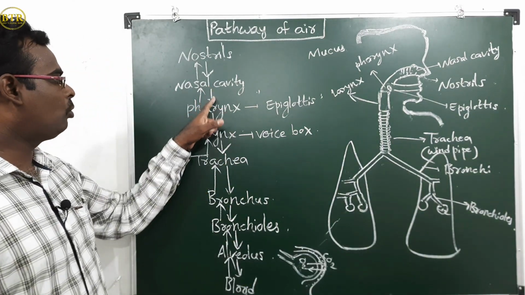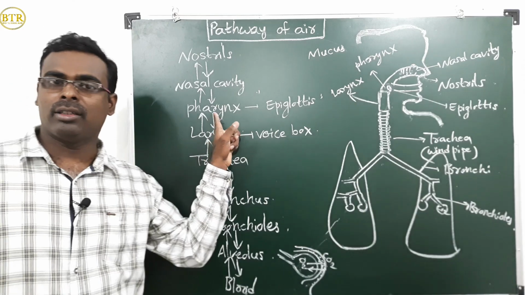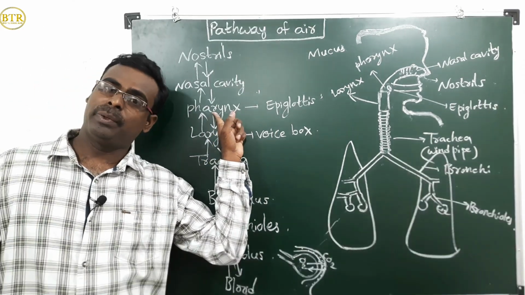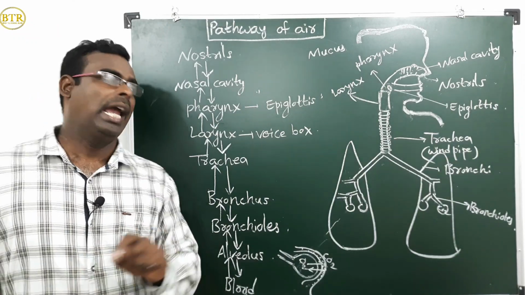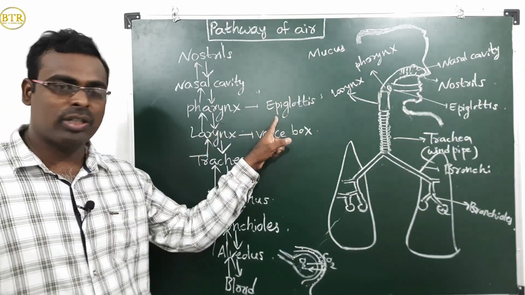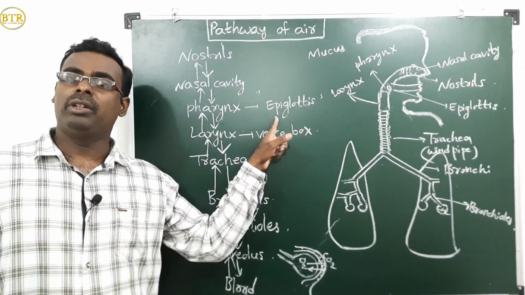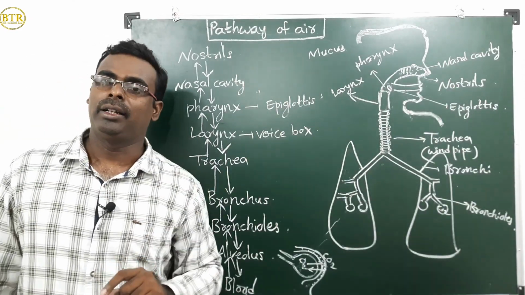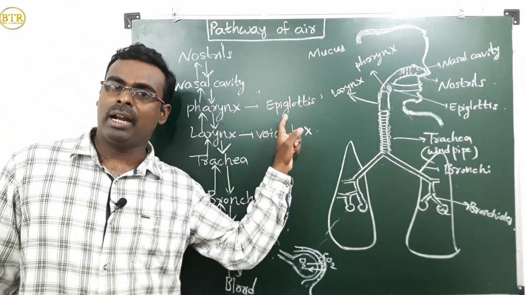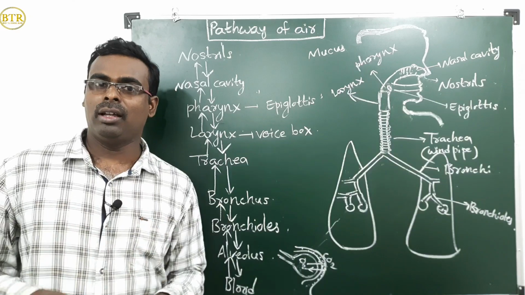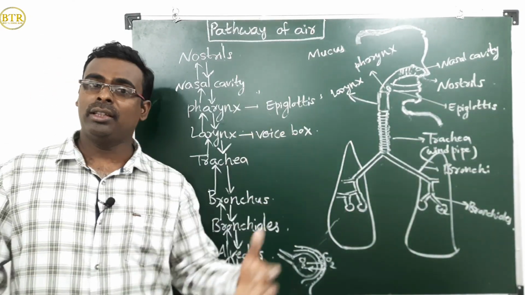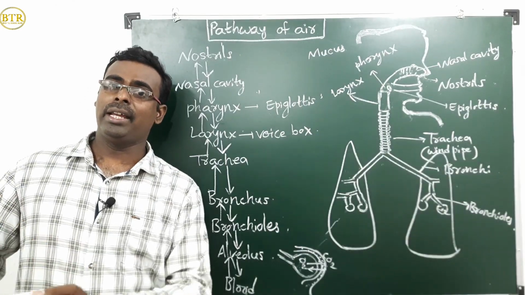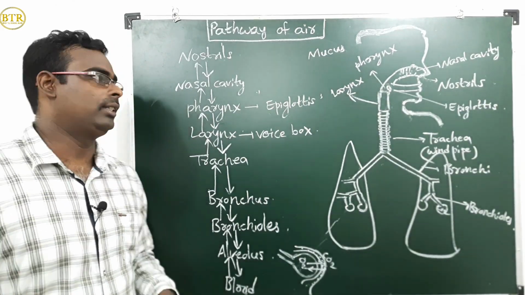Next, the nasal cavity opens into the common place of the digestive system and respiratory system. That passage is called the pharynx. At the pharynx, one special muscular valve is present, called the epiglottis. Due to the presence of the epiglottis, air enters into the lungs and food enters into the stomach. The epiglottis controls the passage of food and air into their respective passages.